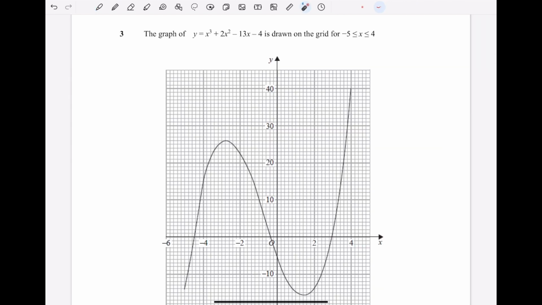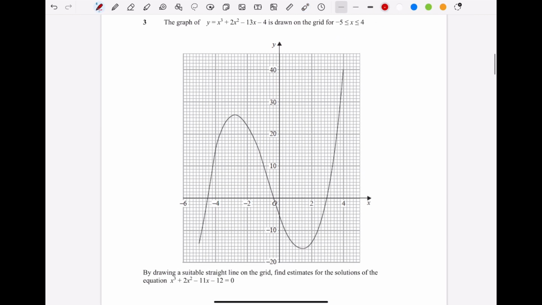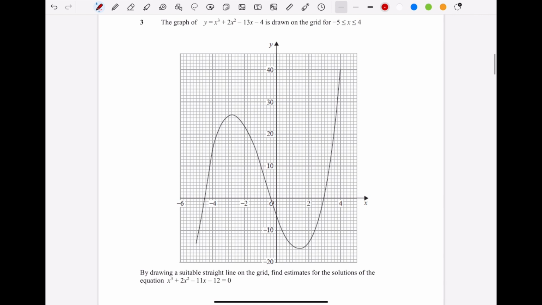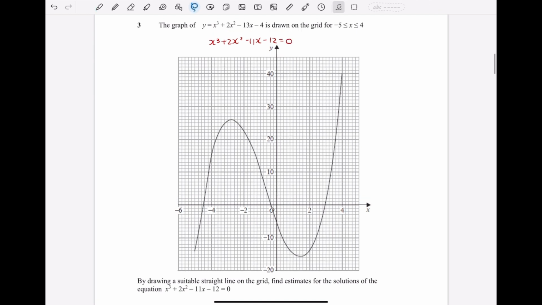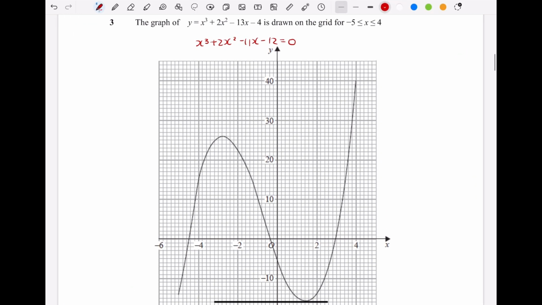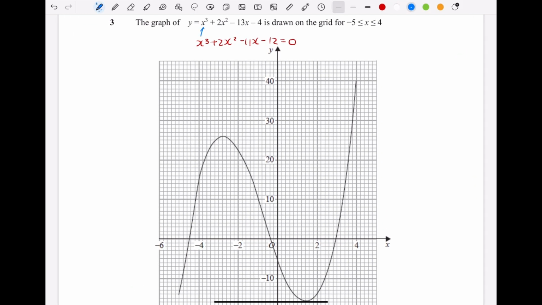Now, in this question, we are given the graph y equals x cubed plus 2x squared subtract 13x, subtract 4. And we are given the graph in the range of -5 and 4. We need to estimate the solution of x cubed plus 2x squared, subtract 11x, subtract 12 equals 0. Now let's compare these two equations. We have x cubed, that stays the same, 2x squared, that is the same.